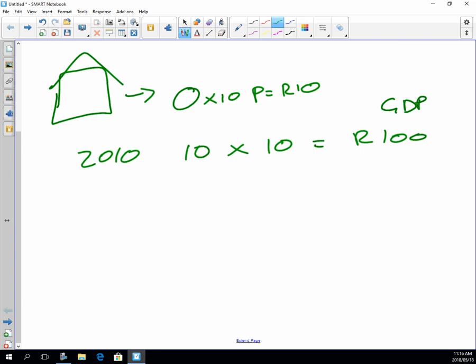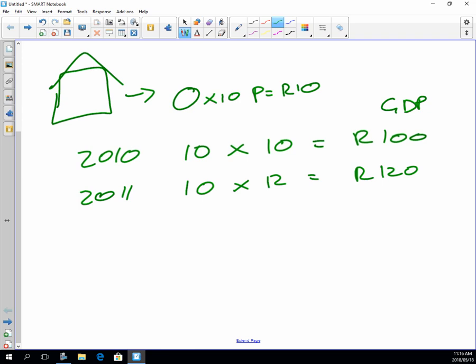Okay. Now let's assume that in 2011, this factory still only produced 10 soccer balls, but the price that they charged was now 12 Rand. Again, to calculate the GDP, we multiply the quantity by the price, and we should get an answer of 120. Alright, now this is what we call nominal GDP.